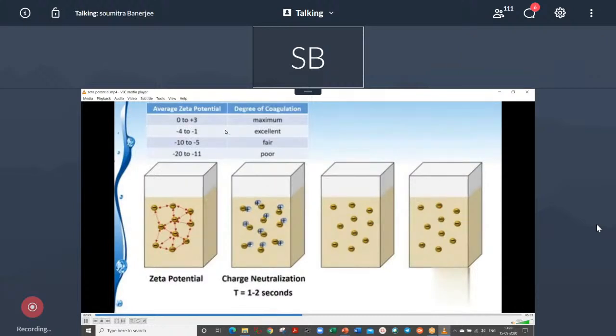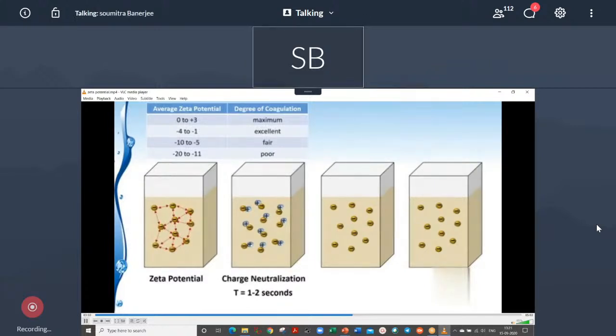And most plants will operate slightly negative here. So this excellent degree of coagulation is where most plants operate because they don't want to add too much coagulant, because it can then pass through the plant and end up causing issues in the distribution system. And then our final classification of maximum coagulation is when the average zeta potential is in the range of 0 to +3. So you might want to remember that for your exam, the different degrees of coagulation.